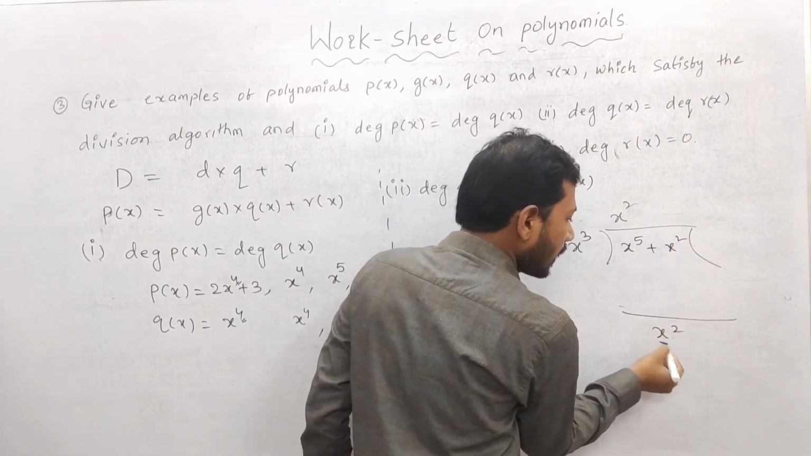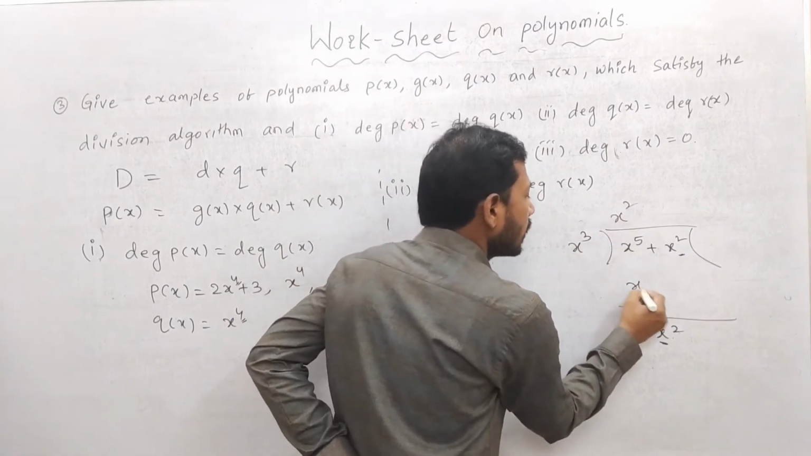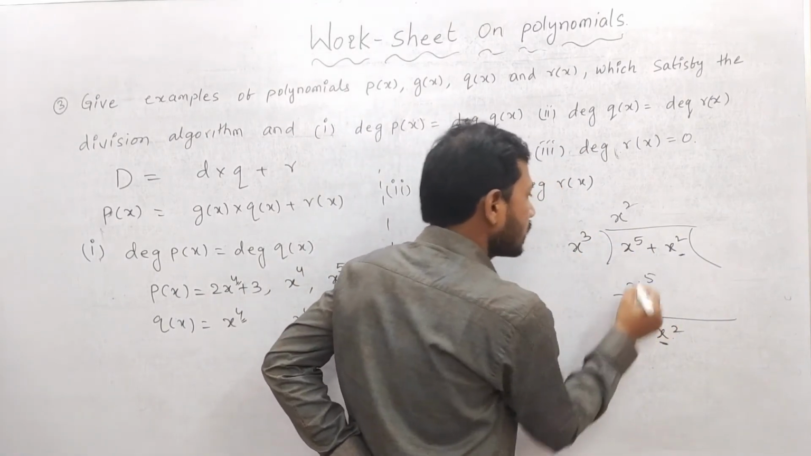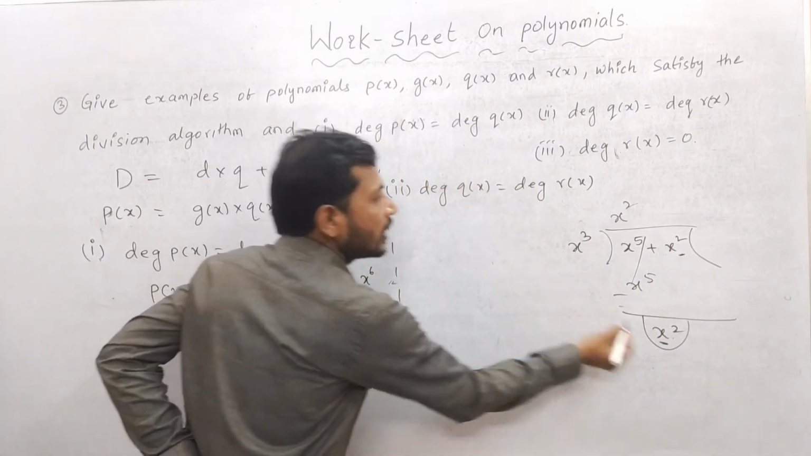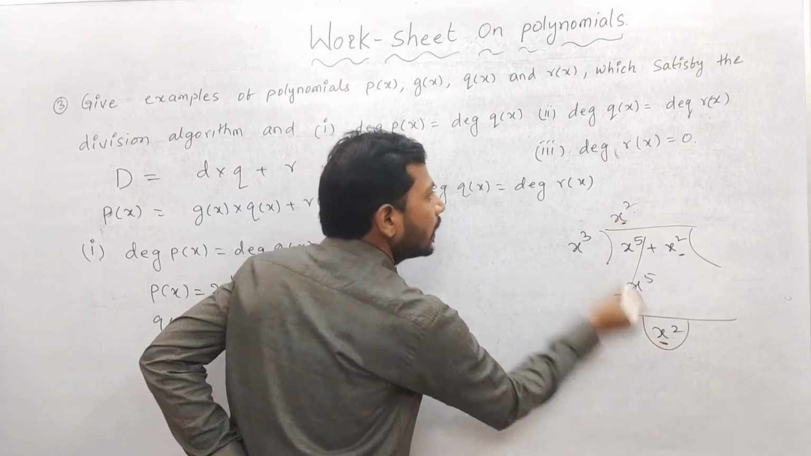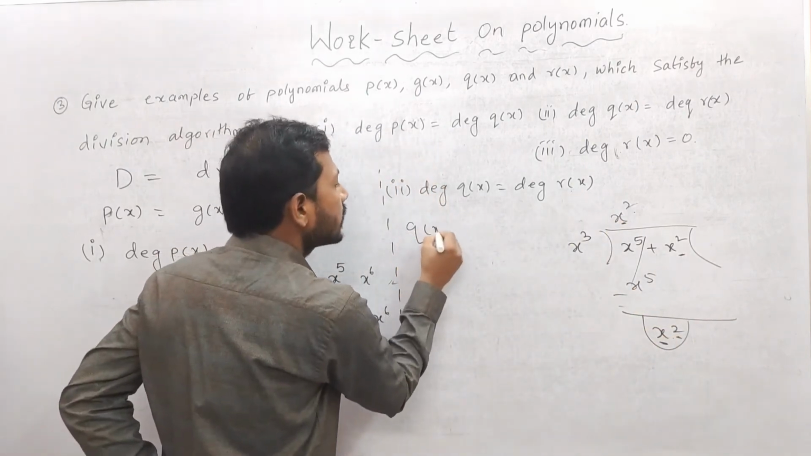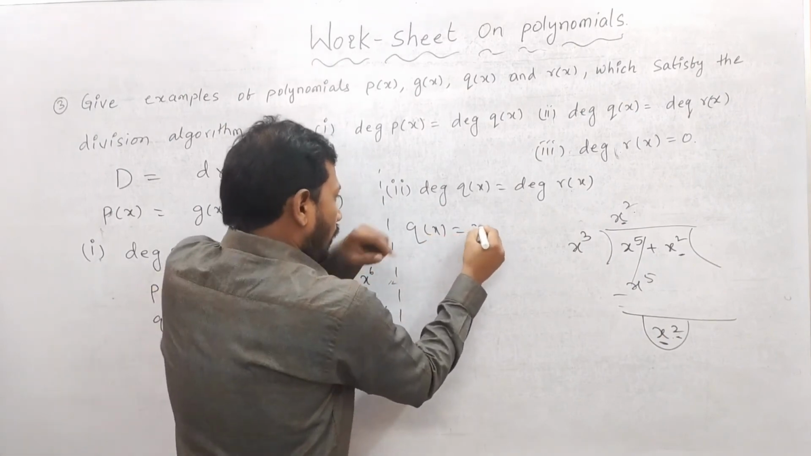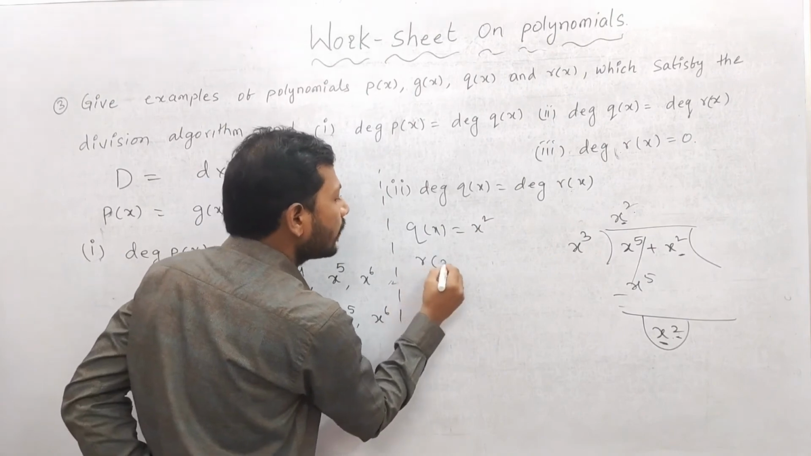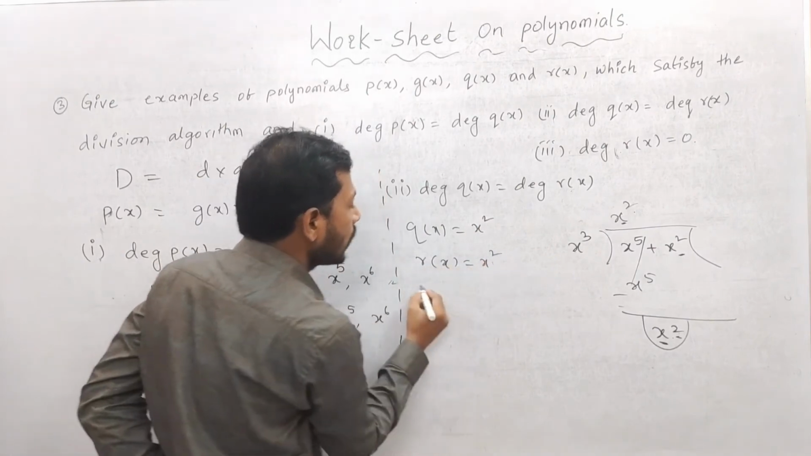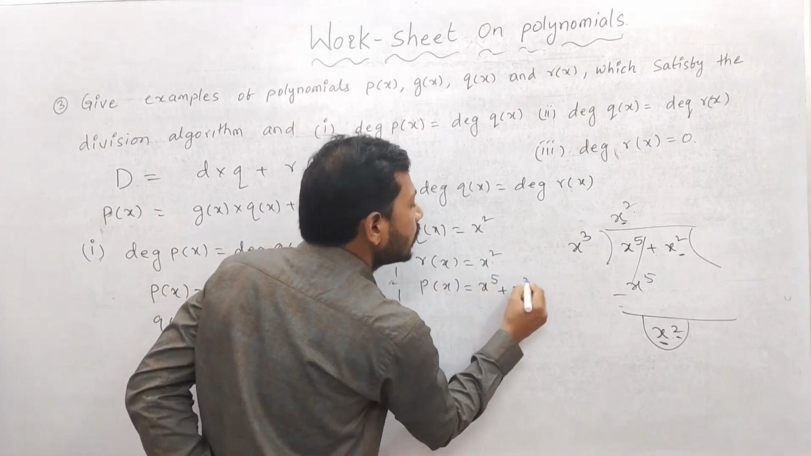Whatever you have taken here, you write here. Then if you multiply x power 3 into x square, x power 5, sir, minus, sir, cancel, sir, the remainder is how much? x square. Now the quotient degree is how much? 2. The remainder degree is how much? 2. Then I am writing q of x equal to x square, and r of x also, how much have I taken? x square. P of x, how much have I taken? x power 5 plus x square.